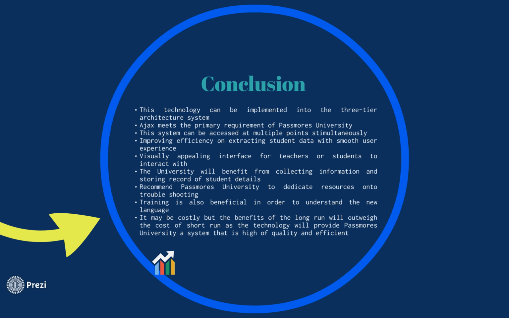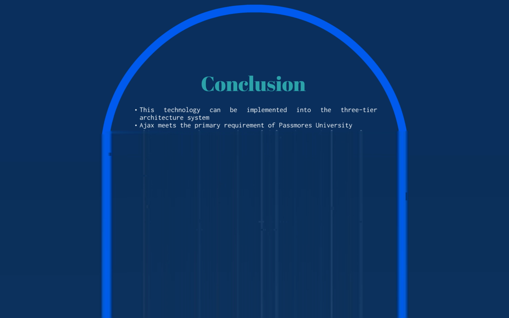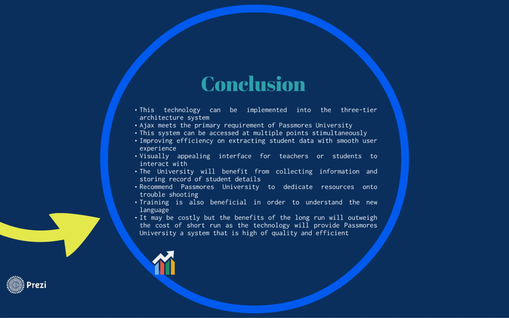In the short run, the system and the user experience may be affected by the adaptability time due to the introduction of a new system. Yet in the long run, the university can improve its efficiency in extracting student data from the archives, as well as decrease the cost of storing all physical data and paperwork. Therefore, we believe that the benefits of the long run outweigh the cost of the short run, thus urging the university to adapt to this new system.